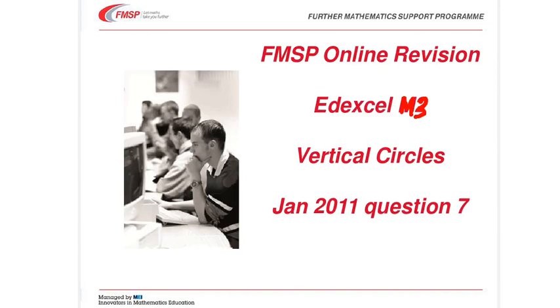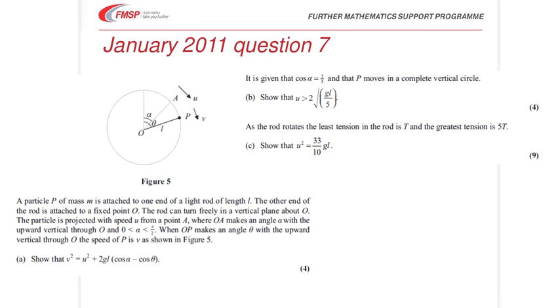Okay, Edexcel M3 Vertical Circles question, January 2011, question 7. As usual, take a moment to pause the video and have a good read of the question. Notice in particular that this is a particle attached to one end of a light rod rather than a string. So this is an example of one of those questions where the particle is constrained to move in a circle, so long as that rod is moving, it has to move in a circle. And that's important in the second part of this question.